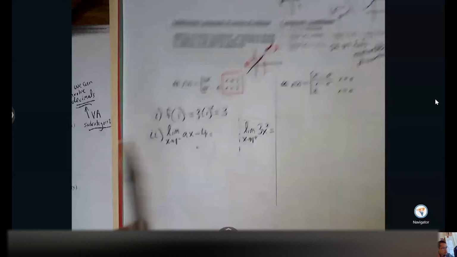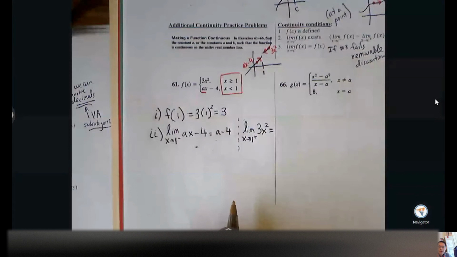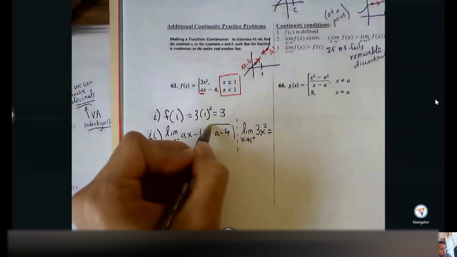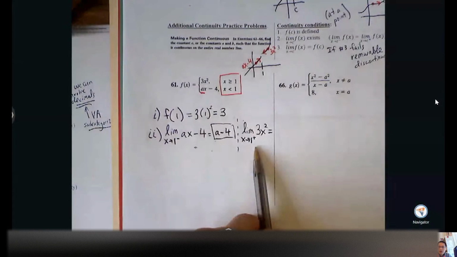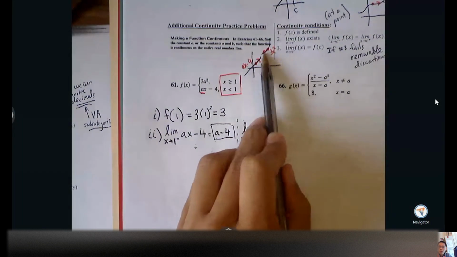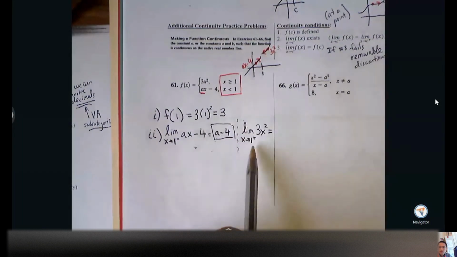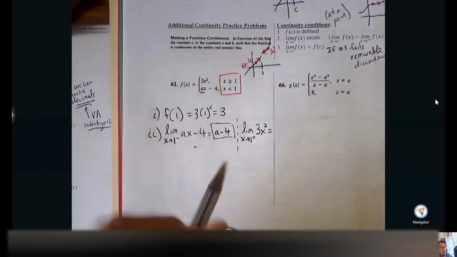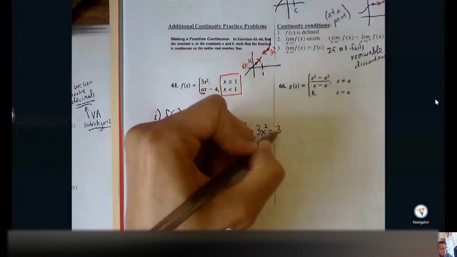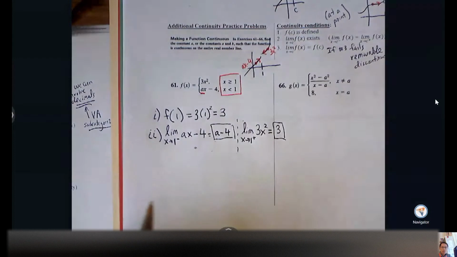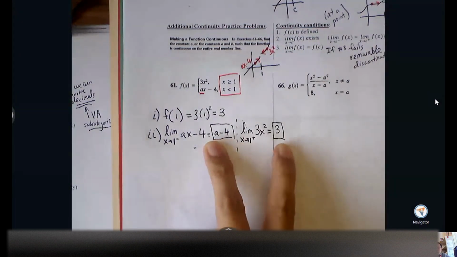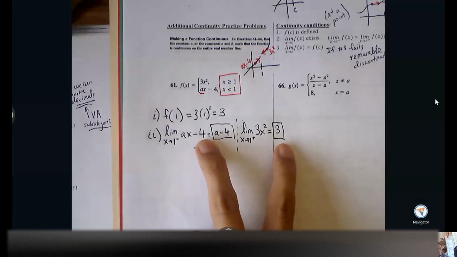We get a times 1 minus 4, which is a minus 4. Okay, we'll leave that alone. We'll come back to it. On the other side, we want to figure out where this graph is approaching. So we plug 1 in for x. 3 times 1 squared is 3. Okay, we have our one-sided limits.